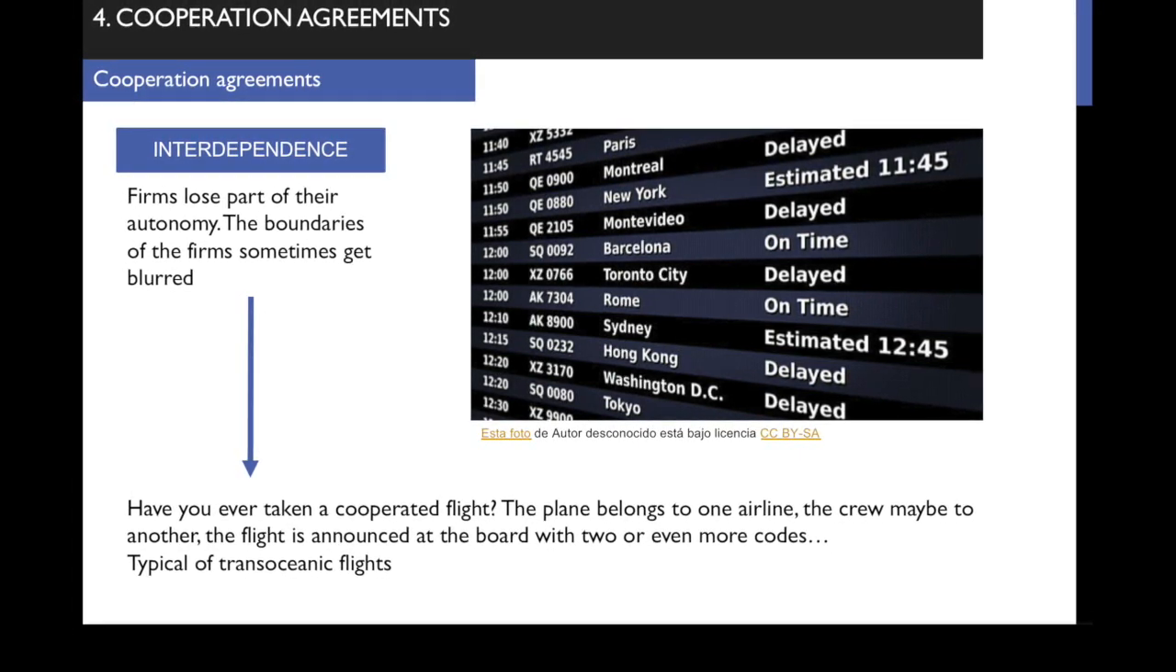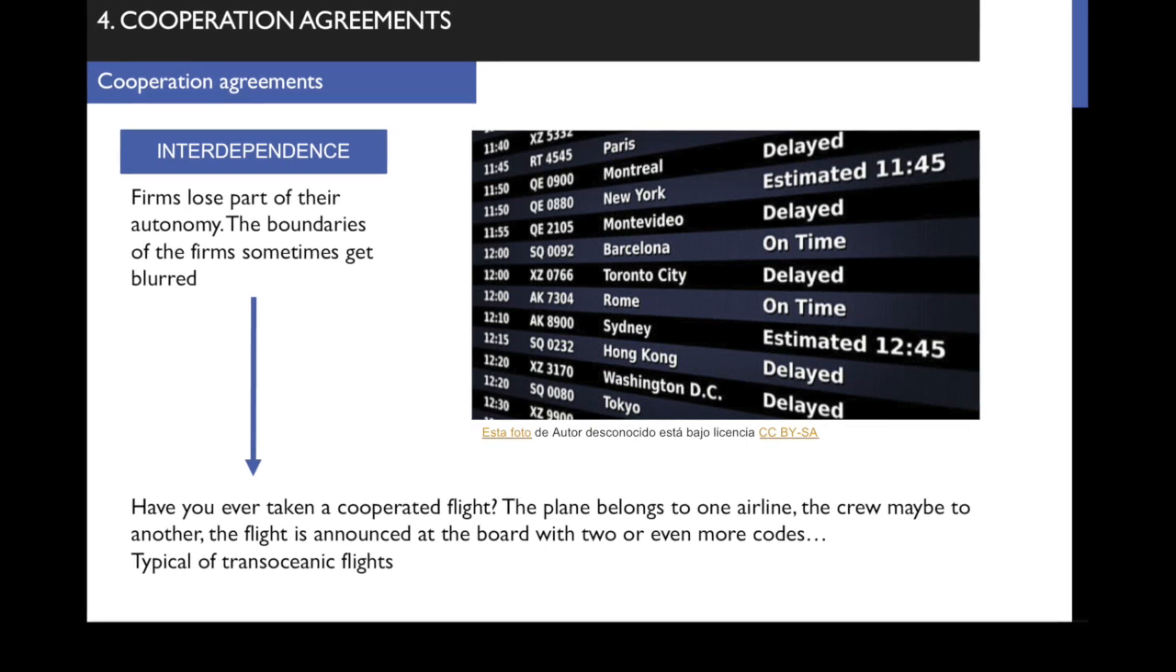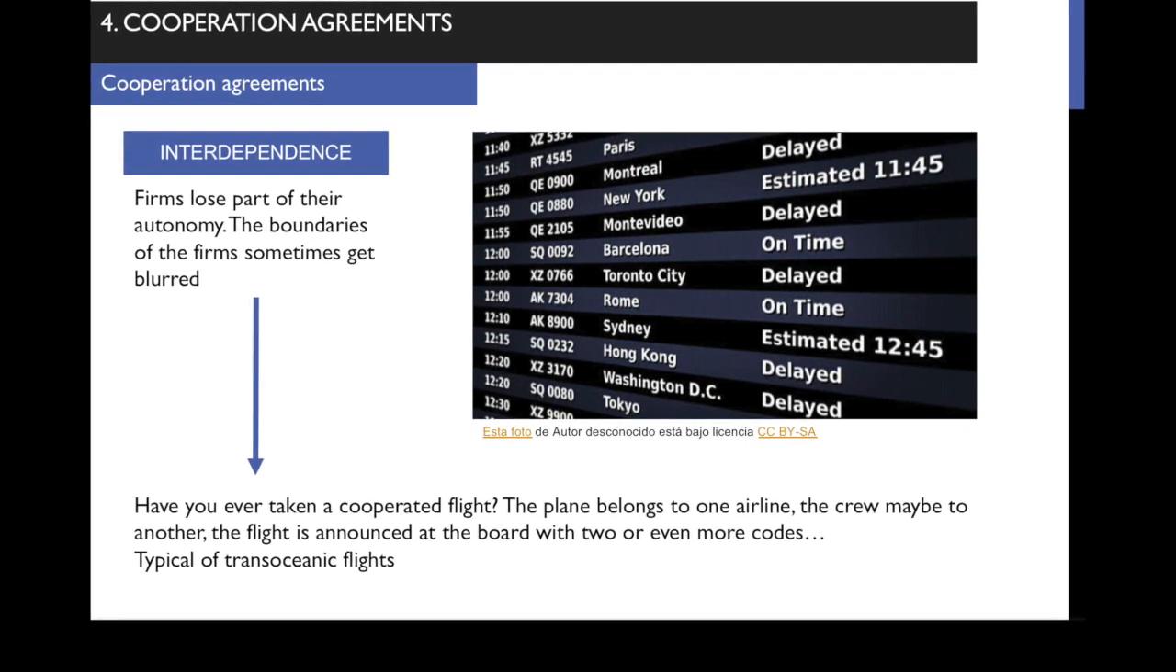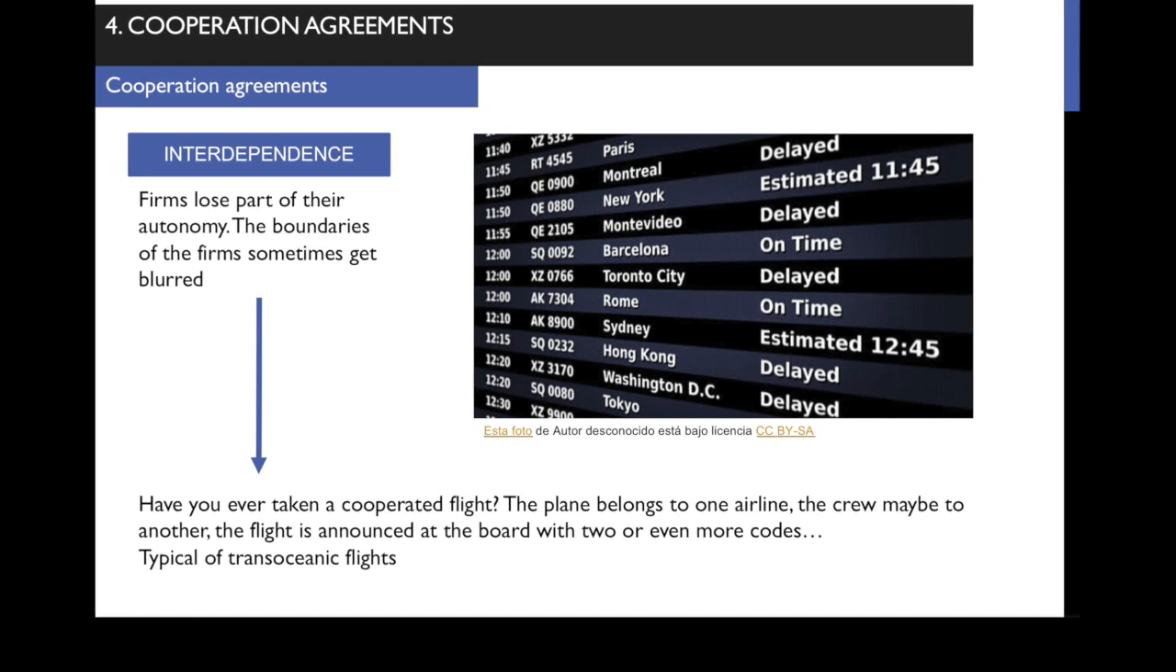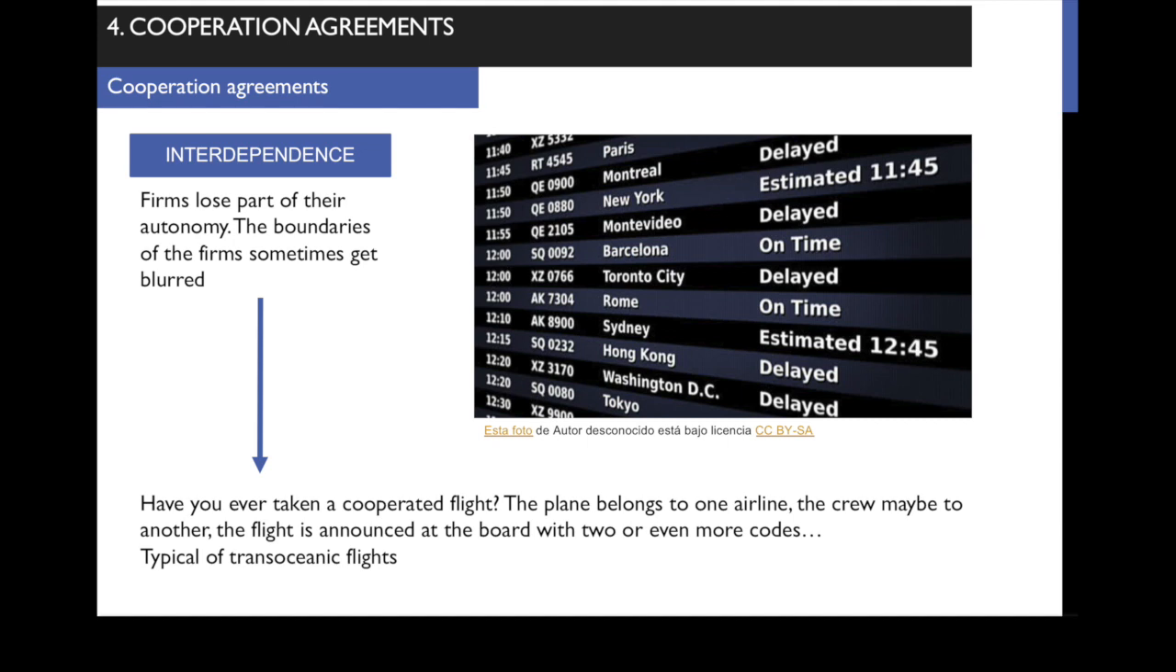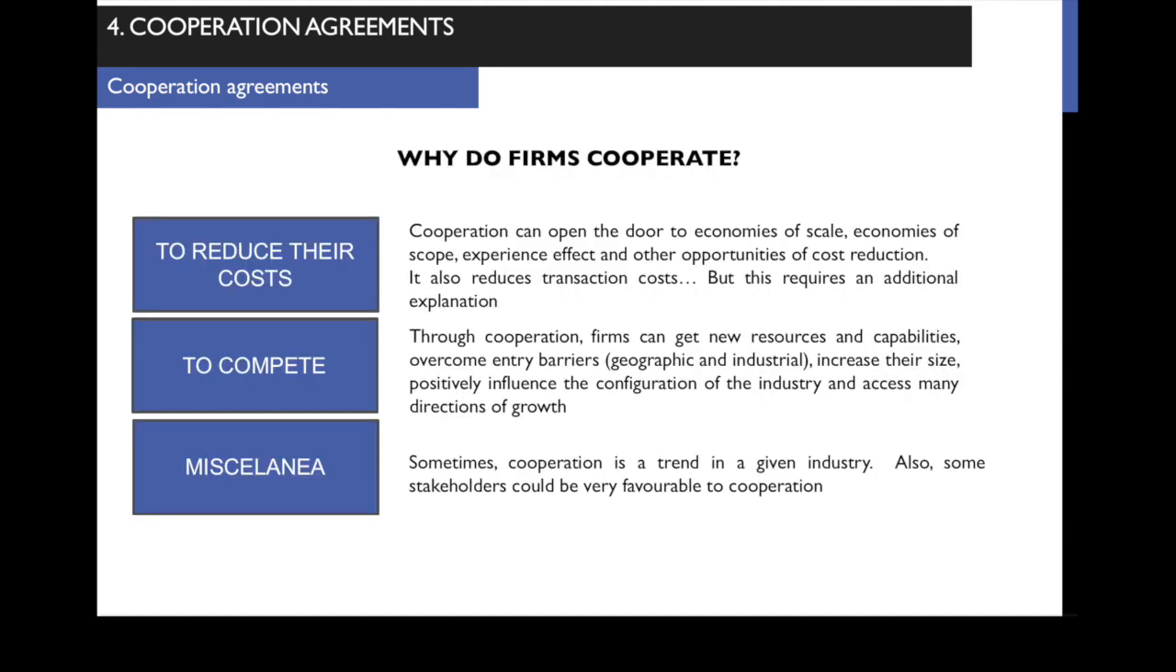You don't really know who you are flying with. Maybe you are flying with all of them. This is very typical of transoceanic flights in order to share the costs that the company must afford. Okay. Why do firms cooperate? Which are the main reasons for cooperation agreements? There are 3 main blocks of reasons to cooperate.